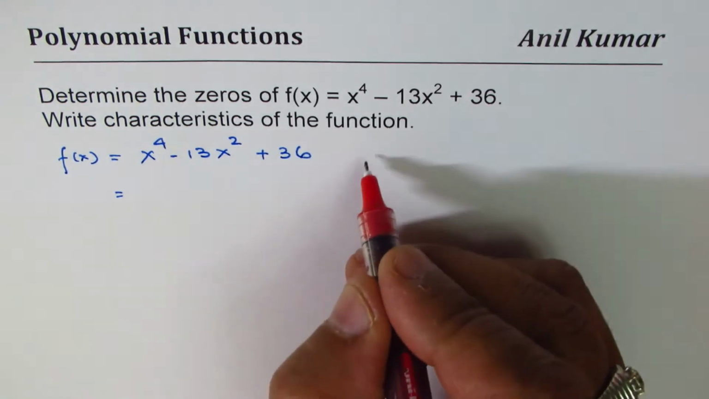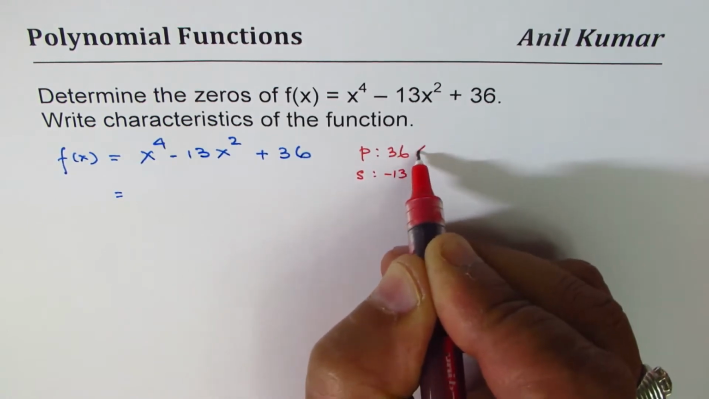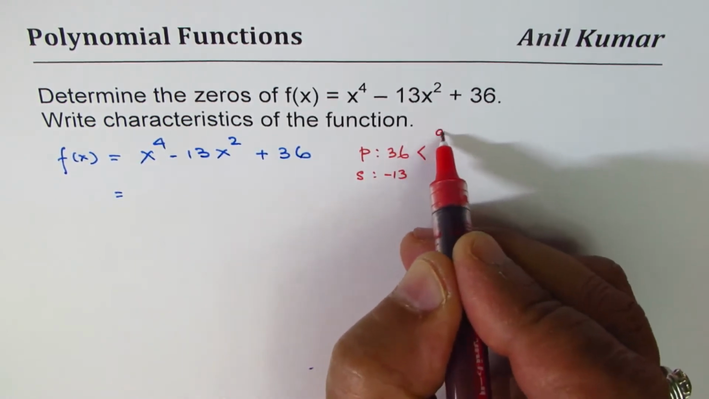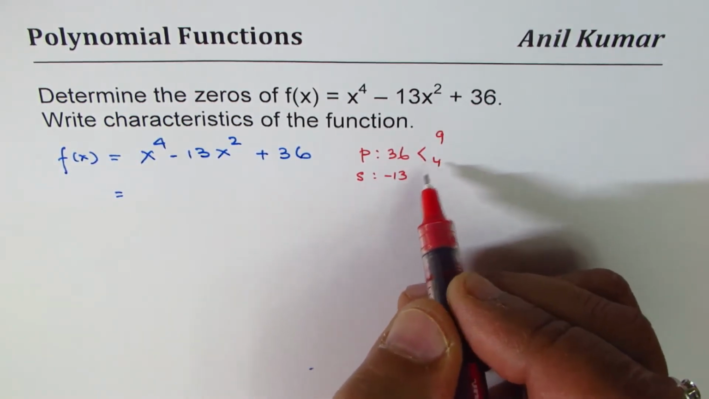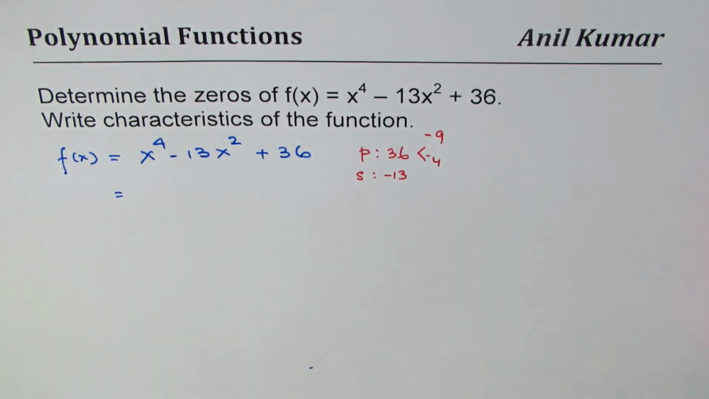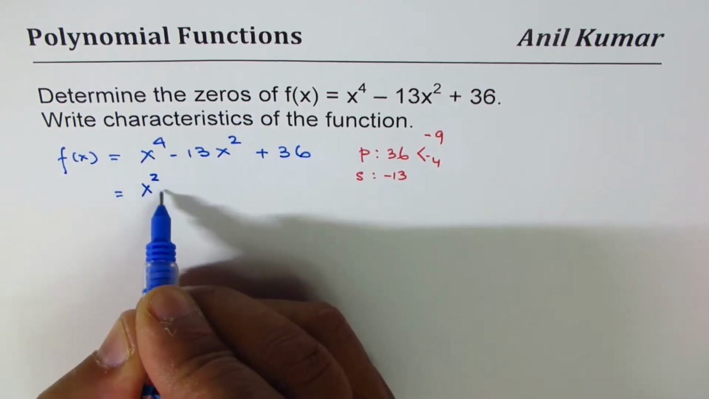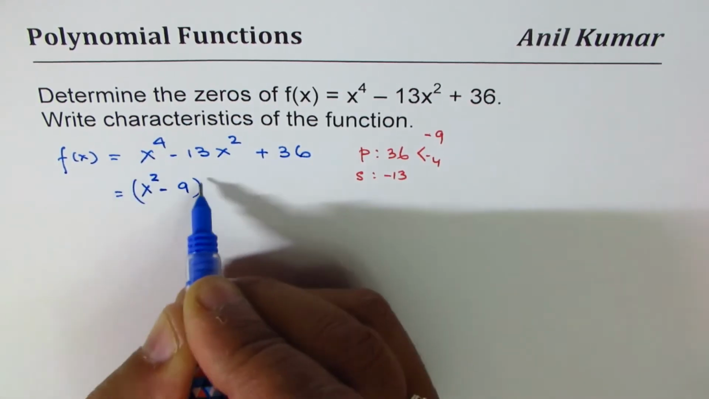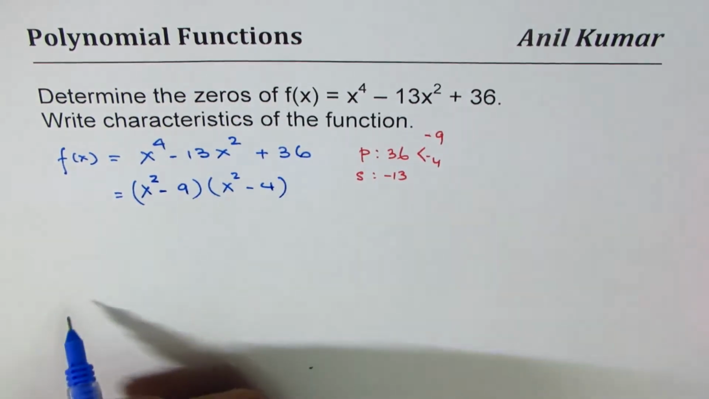So we look for product and sum. We look for product of 36 and sum of minus 13. The two terms could be 9 and 4 when you multiply to get 36. Now you need negative of these, because when you add you need negative 13. So that becomes the terms which will help us with factoring, correct? So we can write this as x squared minus 9 times x squared minus 4. Do you see that? So if you expand, you get the original term.